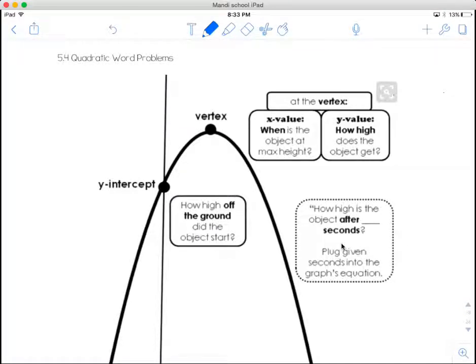So we learned how to find the vertex. When you have the vertex, you have the x value, which we find by calculating the axis of symmetry. The x value of the vertex, let's use a highlighter, tells you when the object is at the maximum height. The y value of the vertex tells you how high the object is at the maximum height.